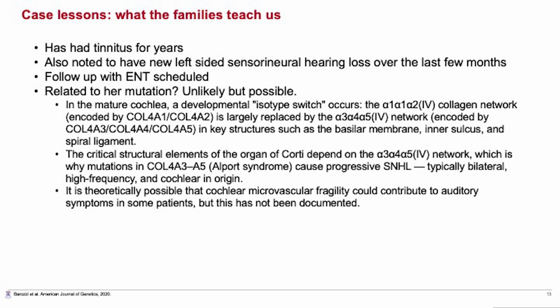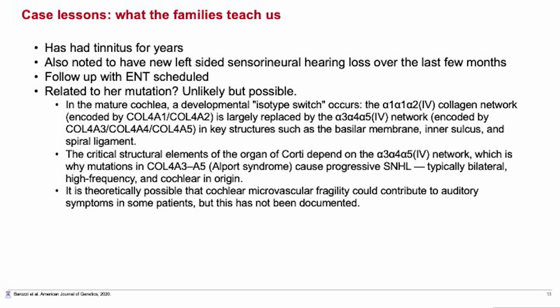She did have an EMG to see if there was some peripheral nerve problem, but that was negative, as we kind of expected it would be. The other thing that this brings up with her symptoms is that she has had tinnitus for years, so ringing in one of her ears. And then she also developed this new left-sided sensorineural hearing loss over the last few months. She's going to see ENT, but it did bring up the question whether this new sensorineural hearing loss, given her age, is related to her mutation.